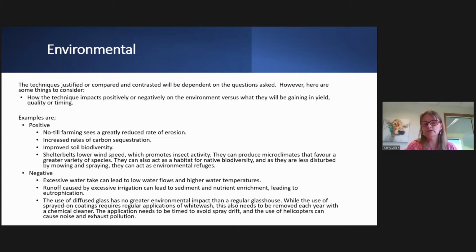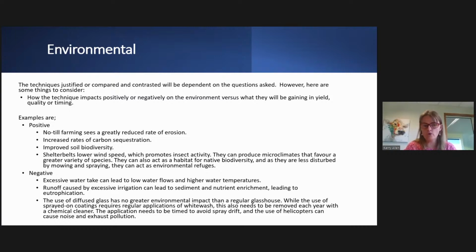So positively, we will carry out a technique because it does something good for the environment. It might improve biodiversity, improve soil fertility, reduce erosion, or provide a better habitat for other species. Or it could be a negative. It could reduce the water temperature, or take water out of a stream, which is not so good for the stream life.